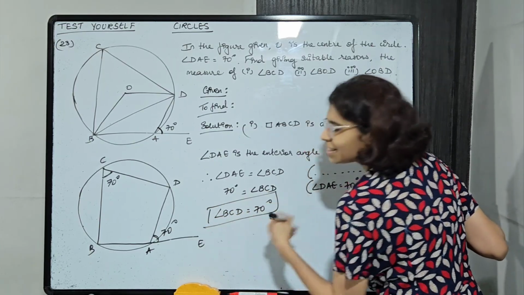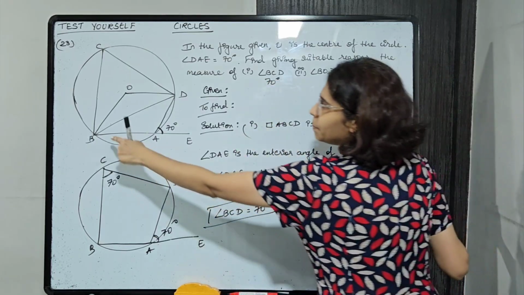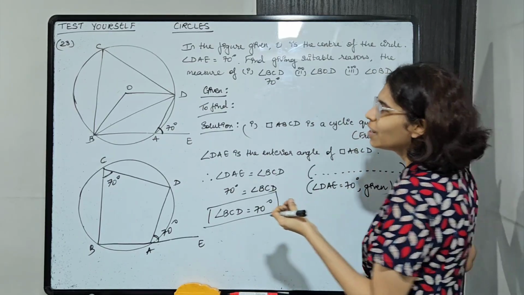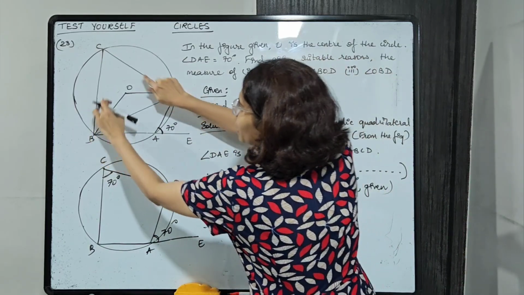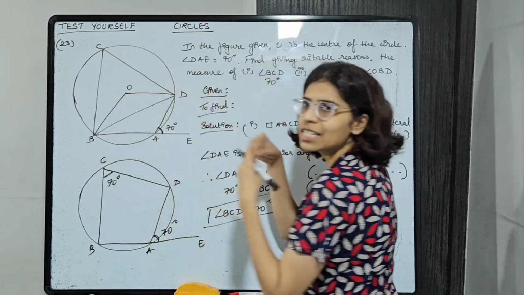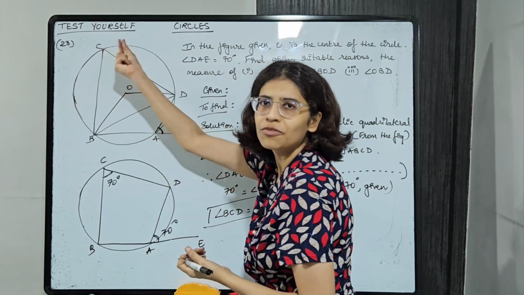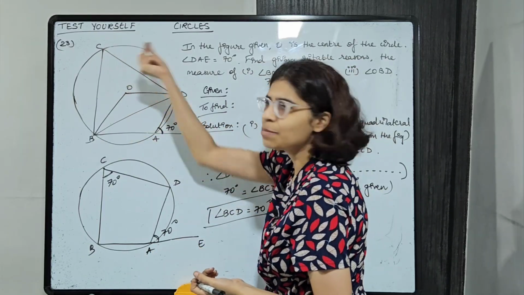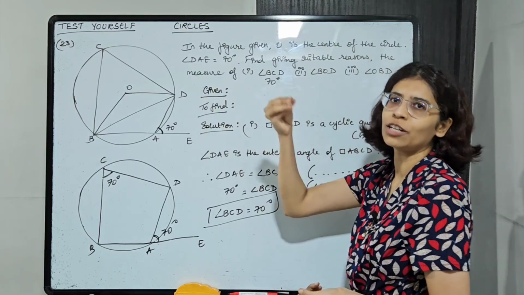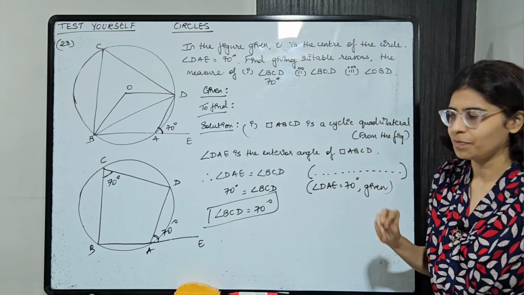First part का आंसर easily मिल गया. BCD is 70. BCD मिल गया, BOD easily मिल जाएगा. How? This chord BD is forming BCD on the circumference and the same chord is forming BOD at the center. Angle at the center is twice the angle on the circumference. So BOD is twice BCD. BCD 70 है, उसका double हो जाएगा BOD, that is 140. Right? So let's solve for second part now.